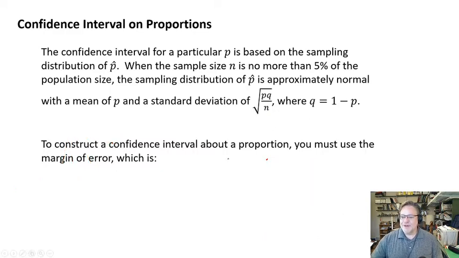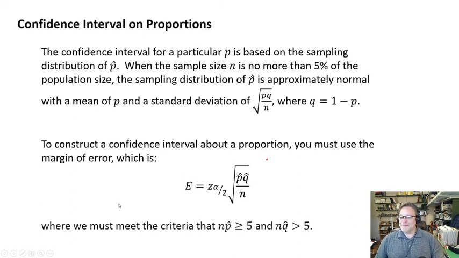Okay, to construct a confidence interval around the proportion, you must use the margin of error. Remember, that's the amount that we add to the point estimate, the sample value of the proportion. So this is what we add and subtract from p hat in order to get our confidence interval. So the margin of error here is going to be this. Notice we're using this normal distribution, and we're using this standard error here: p hat, q hat, all over n.